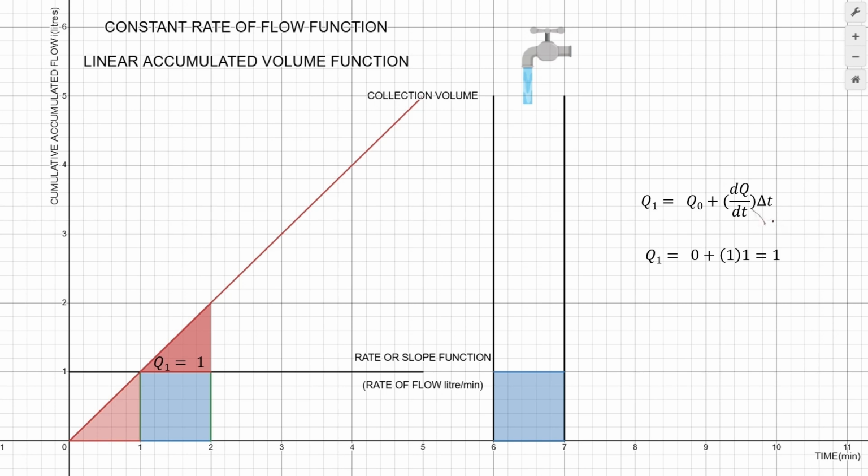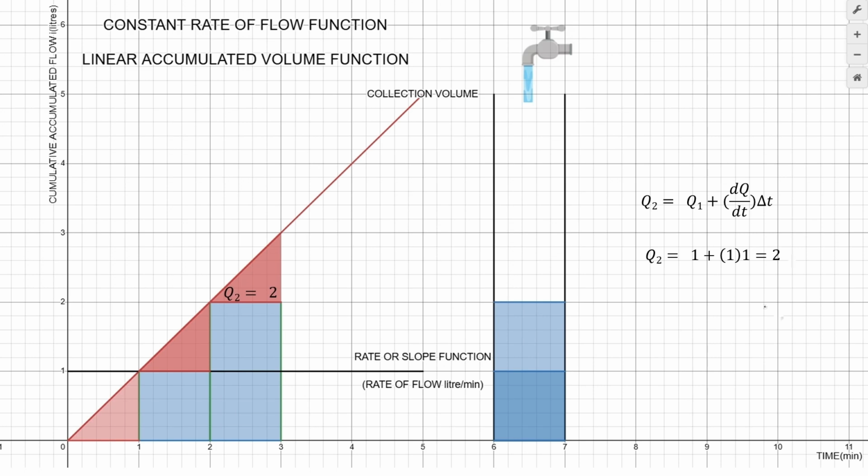So q1 is q naught plus dq by dt times delta t. In this dq by dt, we have assumed it as constant, which is equal to 1. Q naught is 0, and delta t is 1, because 5 minutes divided by 5 is 1. So I have the value of q1 as 1.